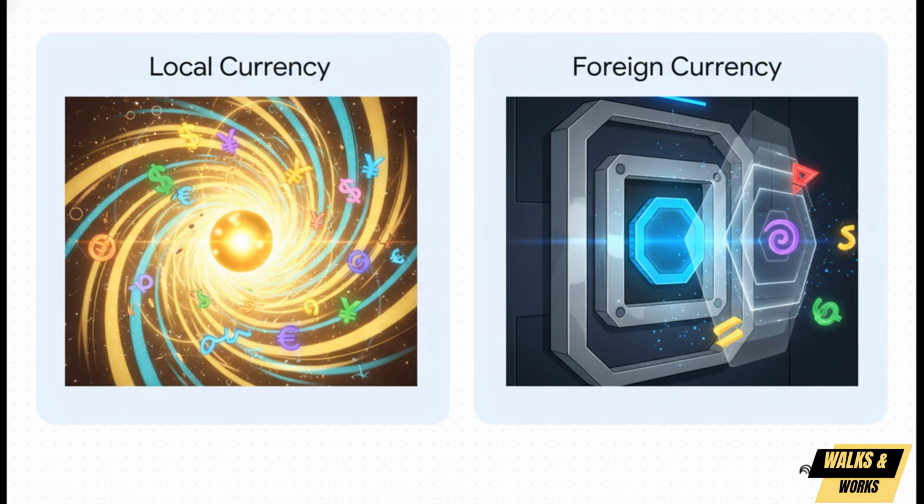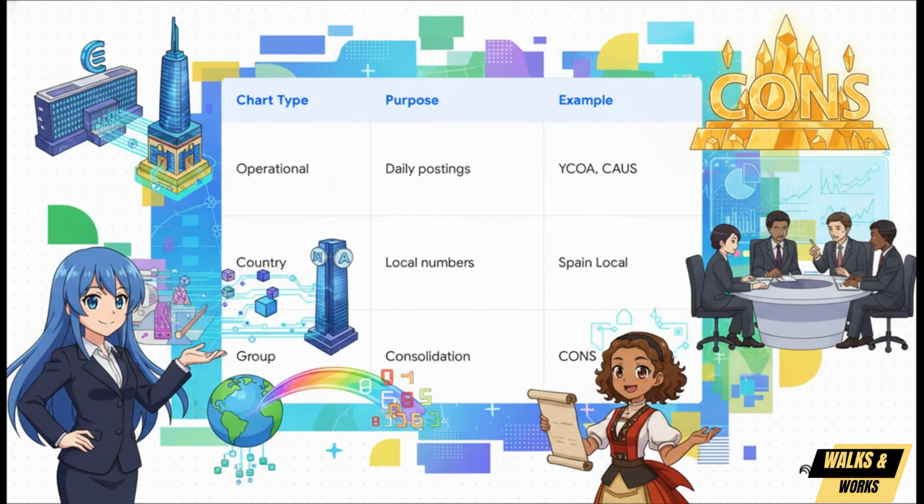A common trap for new accountants is misconfiguring cash bank accounts. If you accidentally lock a US bank account to euros, the system will flat out reject any local US dollar postings. Take a look at this matrix.